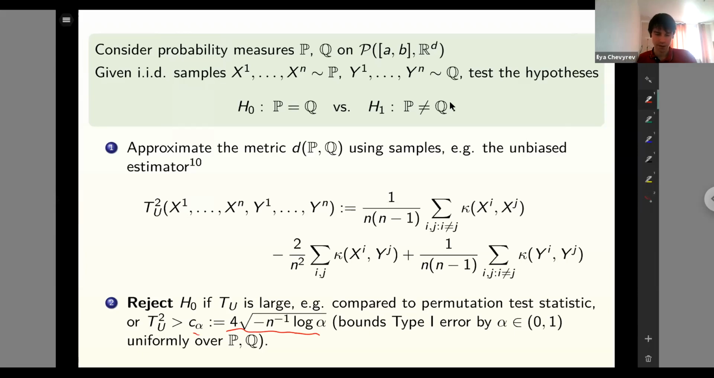So this is called the confidence of the test. And it's bounded above by alpha, regardless of what P and Q are. The type 1 error is the probability of rejecting a true null hypothesis. So if P and Q are actually equal, it doesn't matter what they are, then by following this procedure of rejecting H naught whenever T squared is bigger than C alpha, you're guaranteed that no matter what the probability measures are, your probability of making a type 1 error is not going to be bigger than alpha.